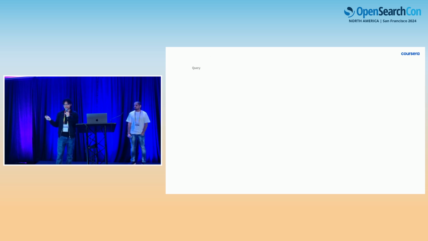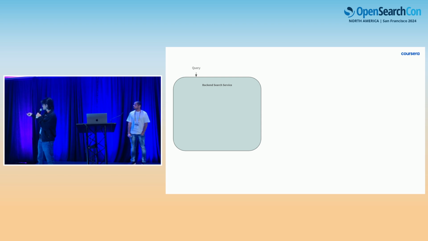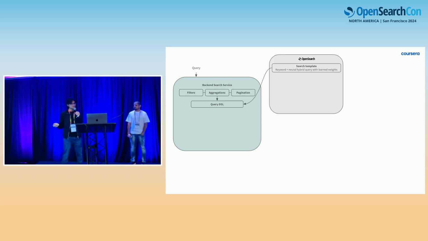So let's dive into the online flow of how a search query comes into our backend and is returned back to our learner. So we start with our query, which comes into our backend. Again, we resolve the filters, aggregations, and pagination, all very important for faceted navigation. And next, we generate the final query DSL. We utilize the search template feature on OpenSearch to do this.